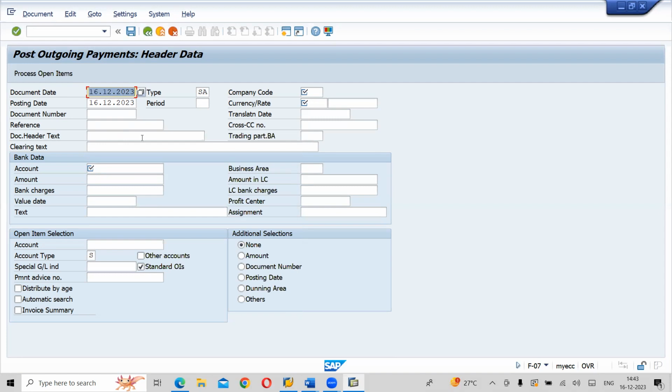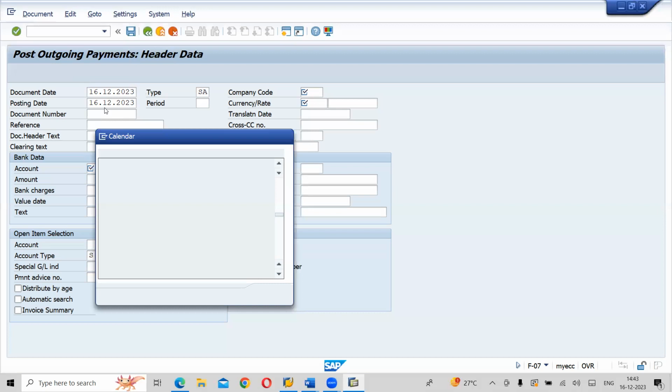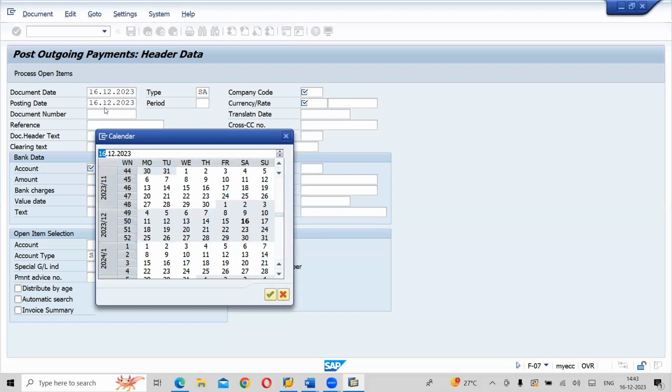So it will display your calendar. It will activate your calendar. And out of that, just select the F2 button, so it will select the current date. Clear? Okay. In case the document date is not the current date, it would be any previous date. In that case, do we have any shortcut key? No, we don't have. We need to select it manually.